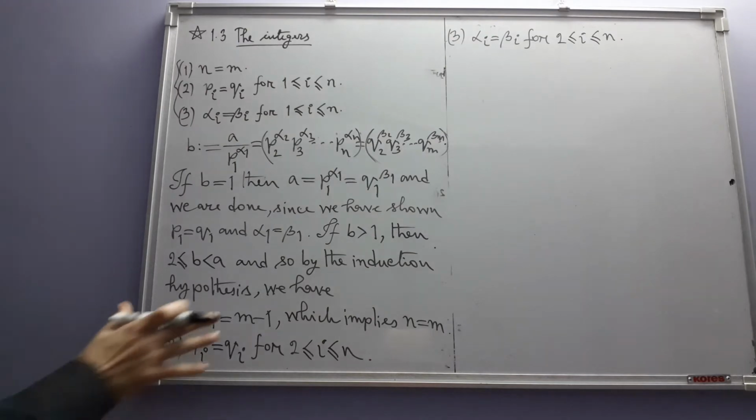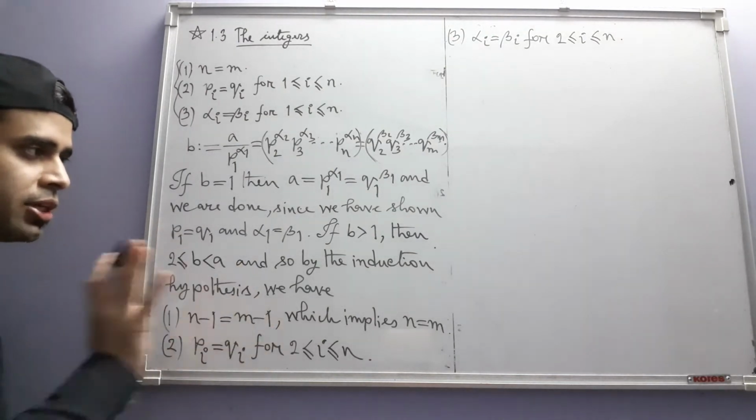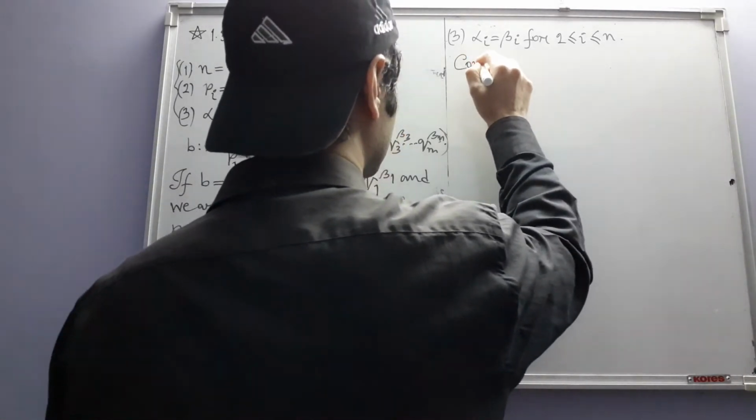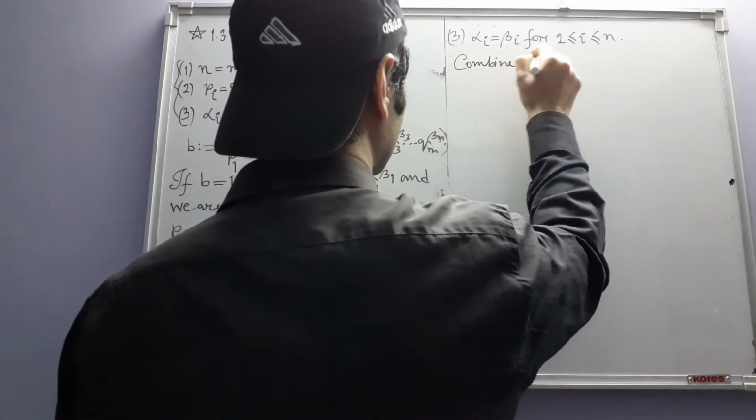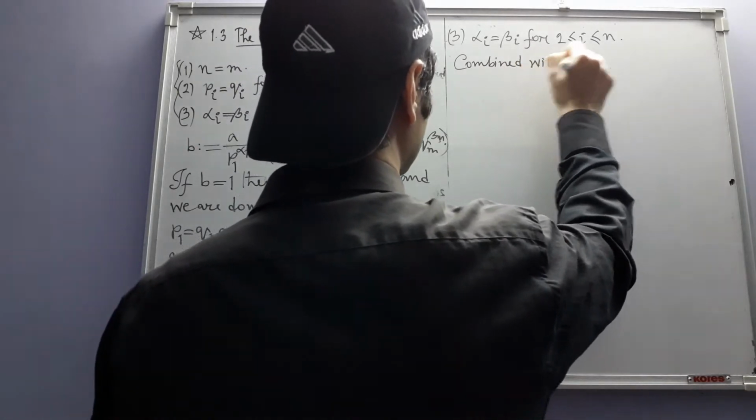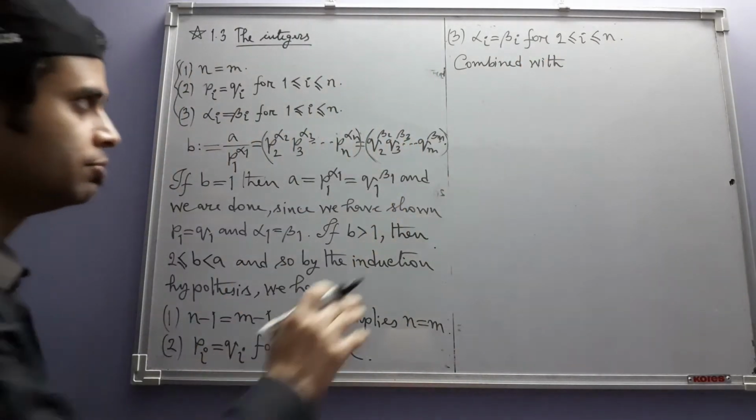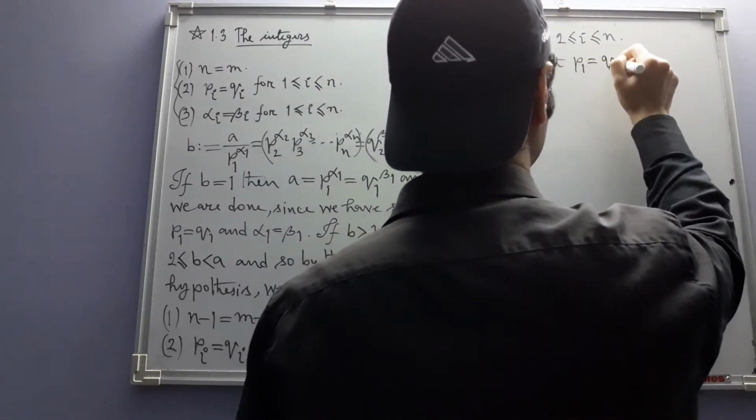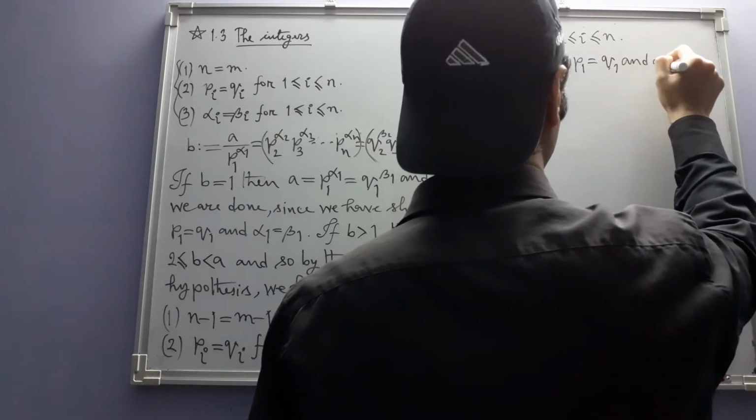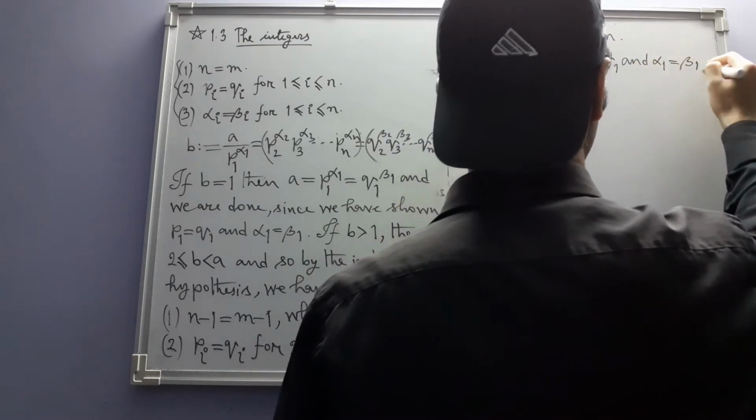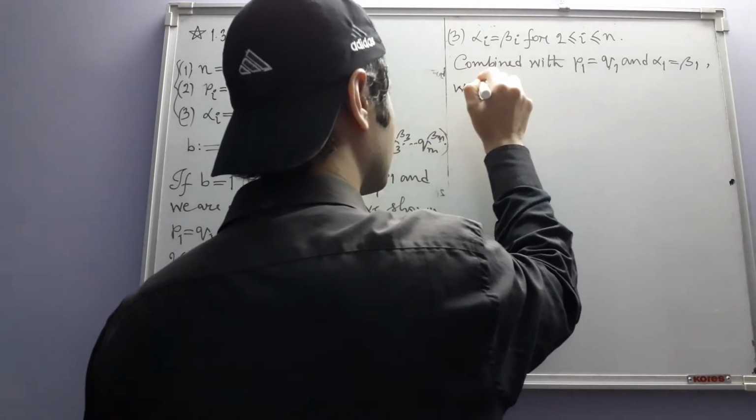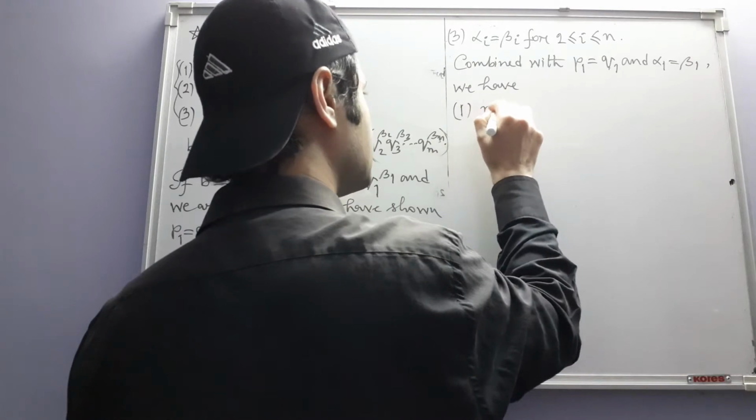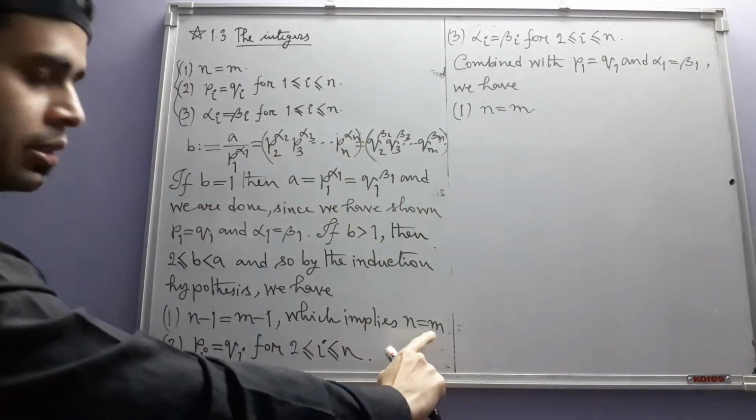Okay, so these conclusions have been drawn from the induction hypothesis, combined with the fact that we already have proved that P1 is equal to Q1 and alpha 1 is equal to beta 1. We have number 1, n is equal to m. This follows from here itself.